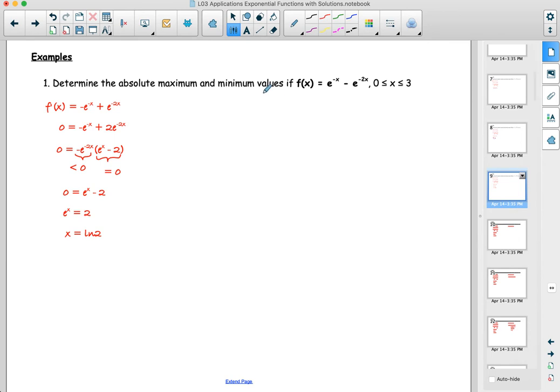So now I have found where the first derivative is equal to 0, so I'm now going to have to check f at 0. We're going to have to do f at ln of 2. And then we're also going to have to do f at 3.